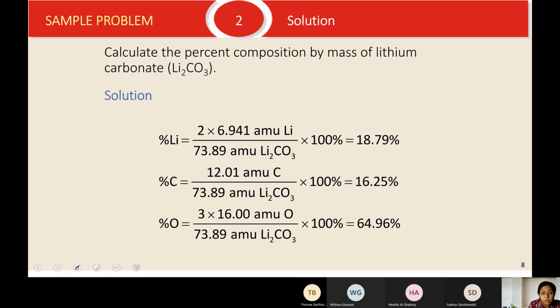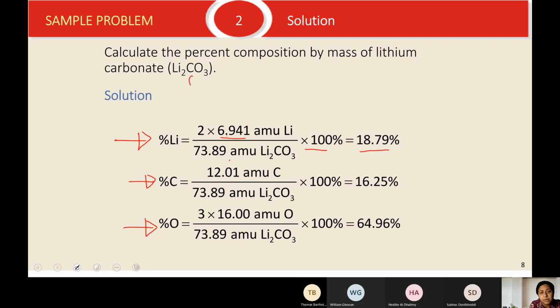Now, I'm going to give the percentages for lithium, for carbon, and for oxygen. So in the numerator, I should get the component from the lithium. There are two lithiums multiplied by the percentage atomic mass of lithium divided by the formula mass of the lithium carbonate multiplied by the 100. I get 18.79% for the lithium.